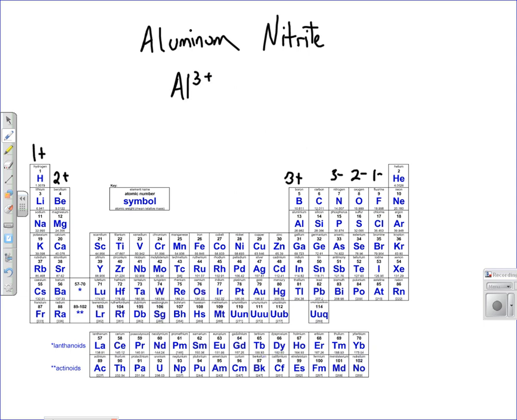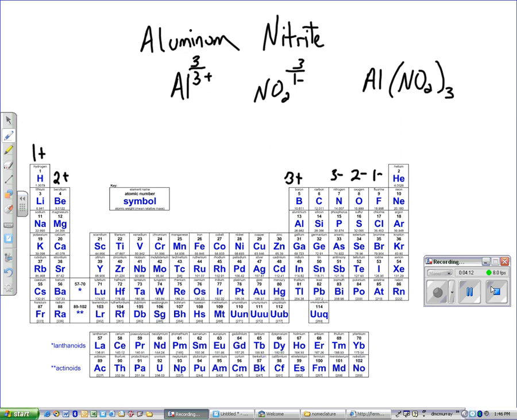Now you can't look up nitrite on the periodic table. You've got to look into your memory banks, or on a piece of paper that has NO2 with a -1 charge. The way it looks, as well as the charge, is tremendously important because you need to figure out what they both divide into evenly, which is 3. We have 1 aluminum, but to show that we have 3 nitrites, we have to put it in parentheses and write a 3 on the outside. Three compounds named just for you.